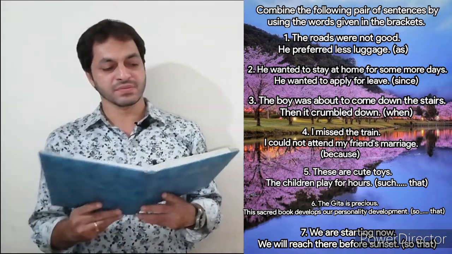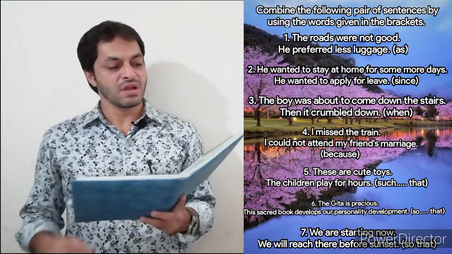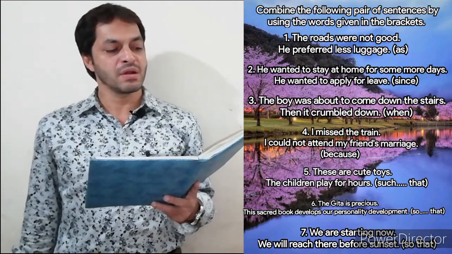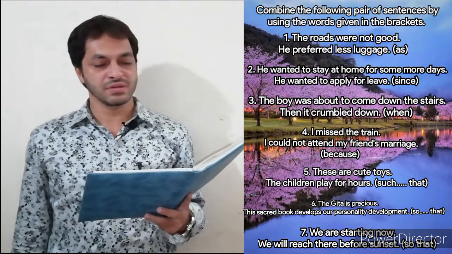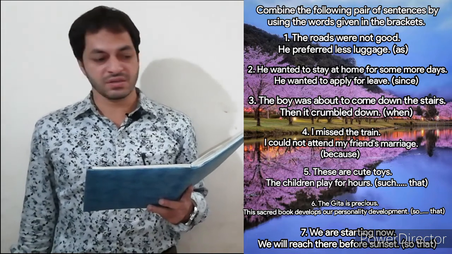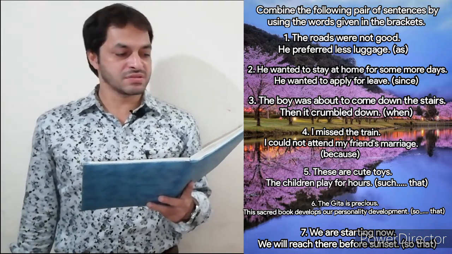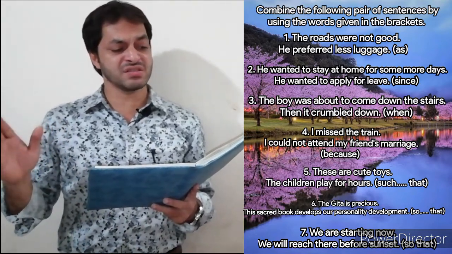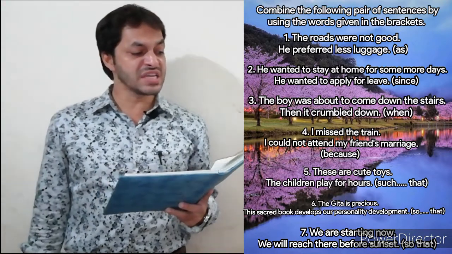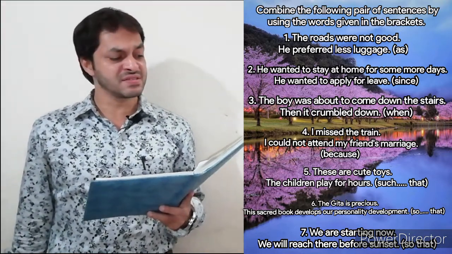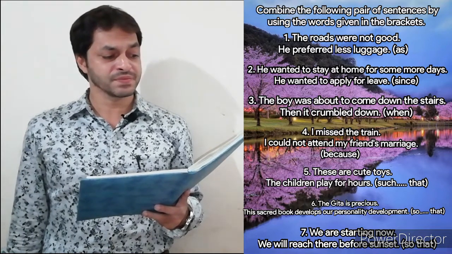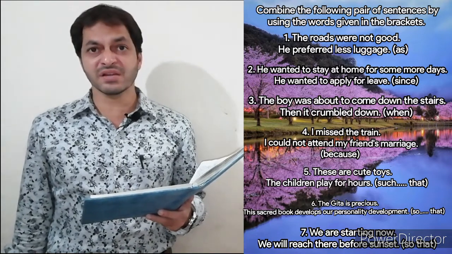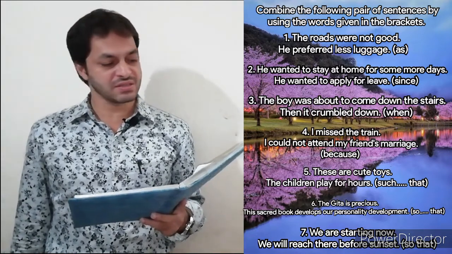Fifth one, these are cute toys. The children play for hours. Such that. Answer. We have to combine with the subordinating conjunction such that. These are such cute toys that the children play for hours. This is adverbial clause of effect.